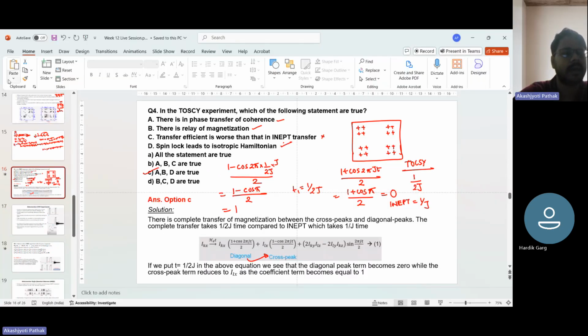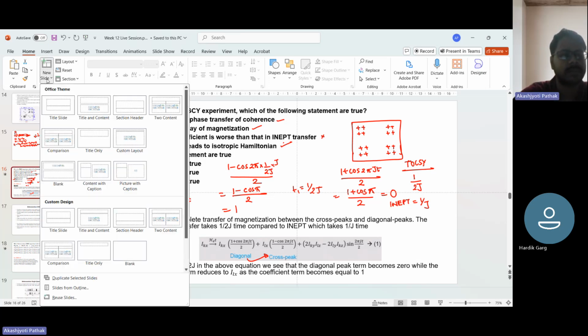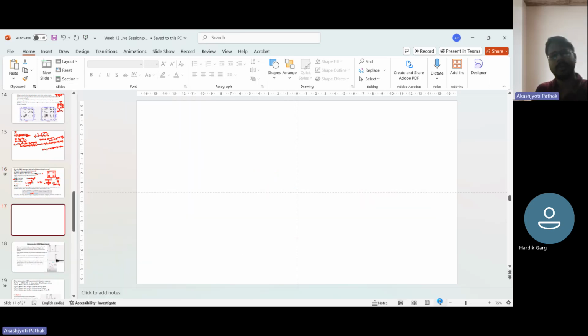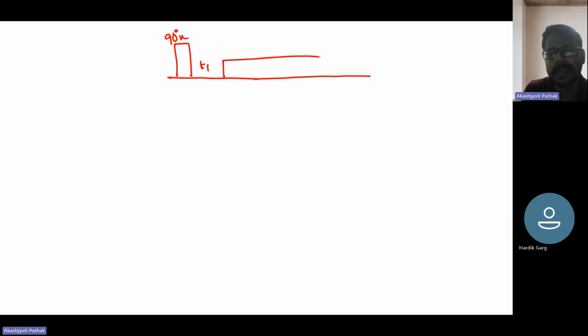Before moving to the heteronuclear correlation experiments, let me show you this in detail. For this TOCSY experiment, we have this 90-degree x pulse. Then following this, there is a t1 time period and then a spin lock period, right? And then there is the t2 detection period, or FID that is collected.